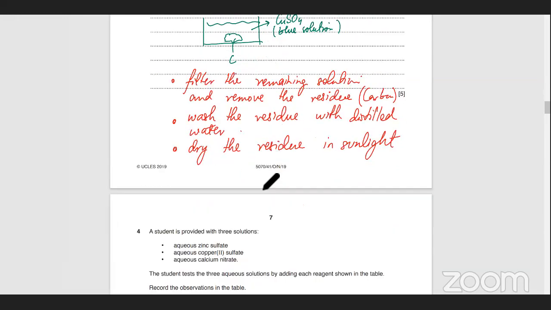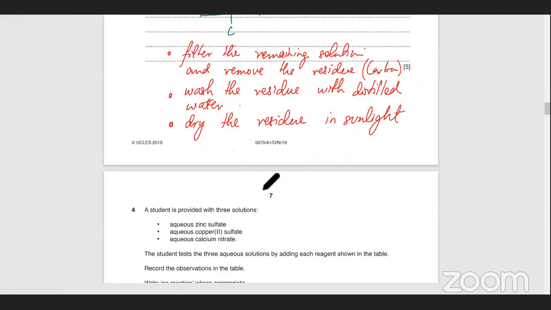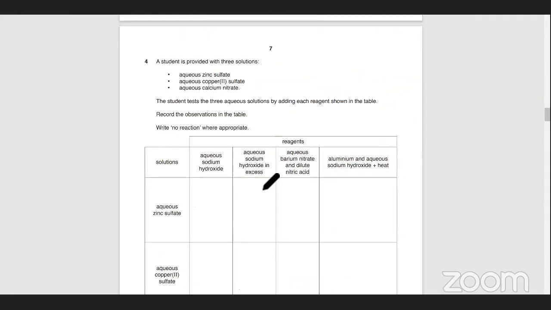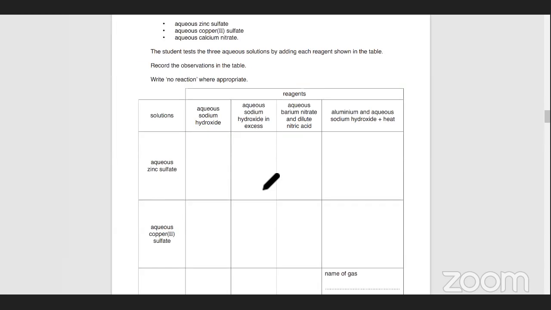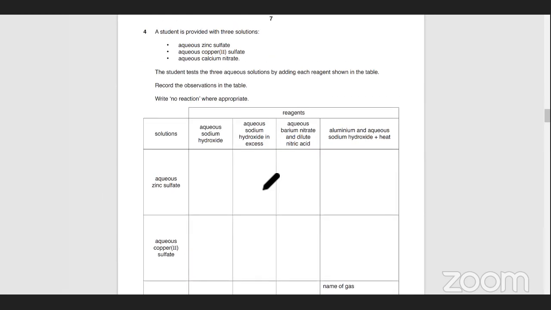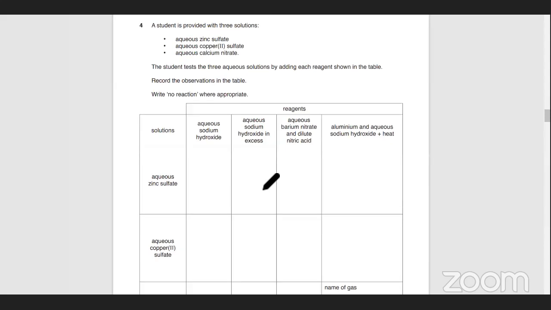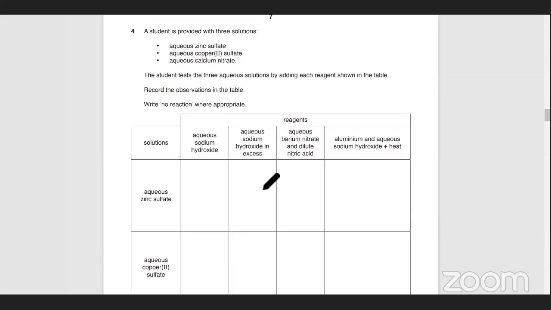Let's move to the next part of the question, which is, and I think this is a test for cations. Okay, it's a test for cations. The question is, a student is provided with three solutions. There's zinc sulfate, copper sulfate, and calcium nitrate. So all three are given over here, and the student tests three aqueous solutions.